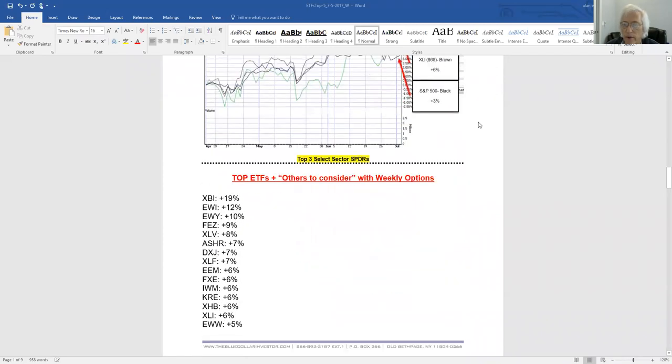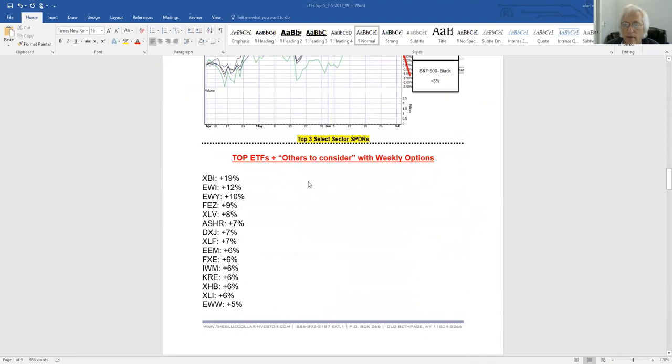Now, underneath that particular chart, we have all the ETFs that are eligible, the top six plus the others that are coming up soon, that have weekly options associated with them. Not all ETFs have weeklies associated with them, but the ones on this list do. So if you like to trade particularly weekly options, then this is the place to go. And we start with the top performer, XBI, down to EWW, which was up 5%. Again, this list are the eligible ETFs that also have weekly options associated with them.